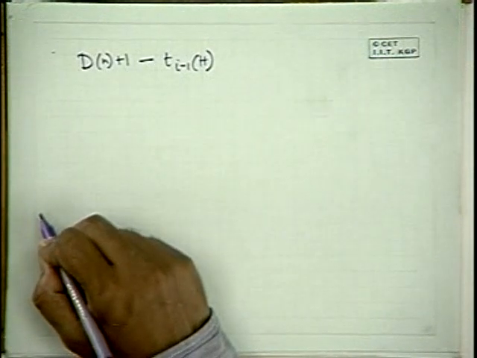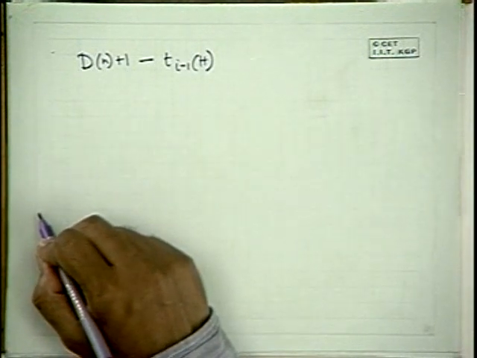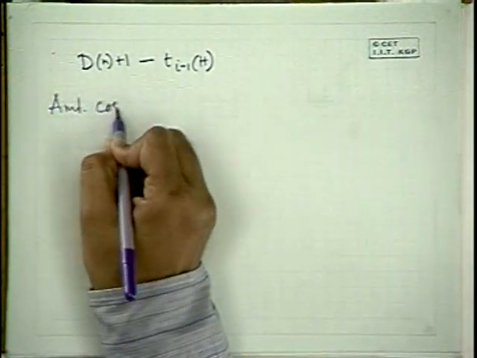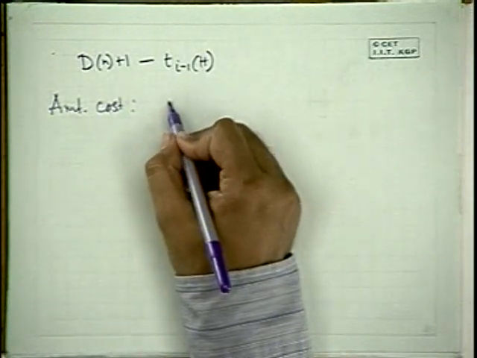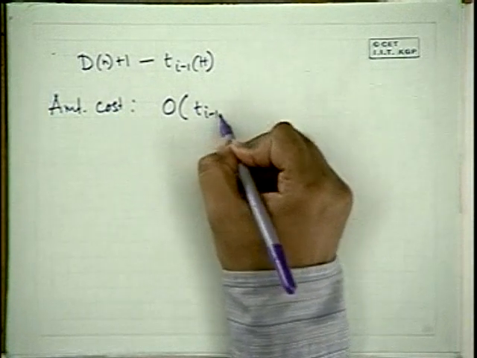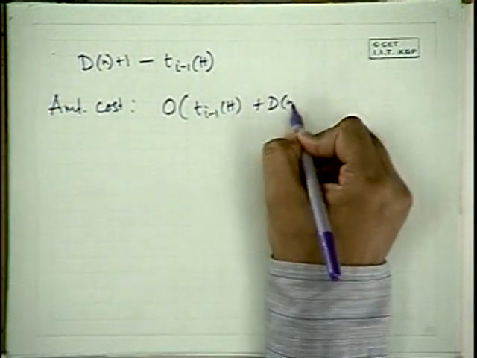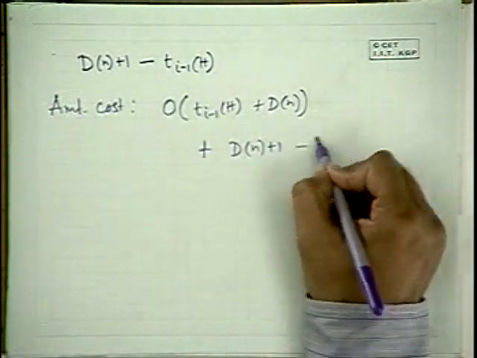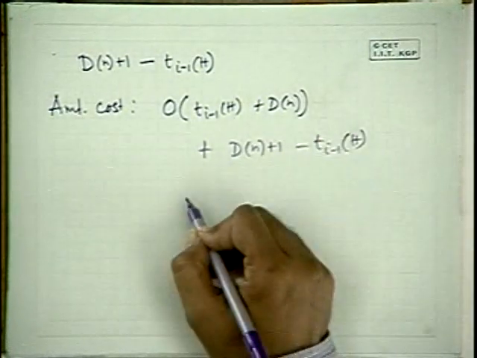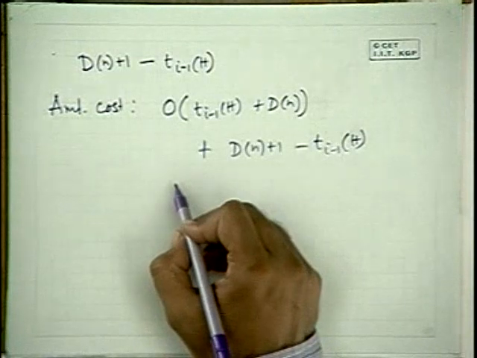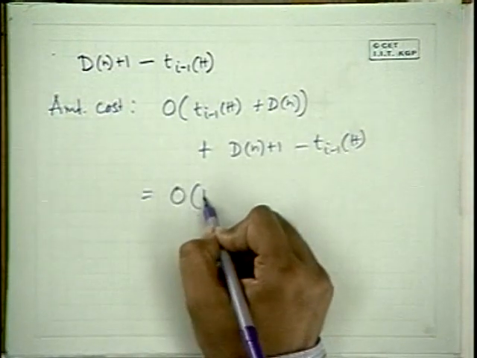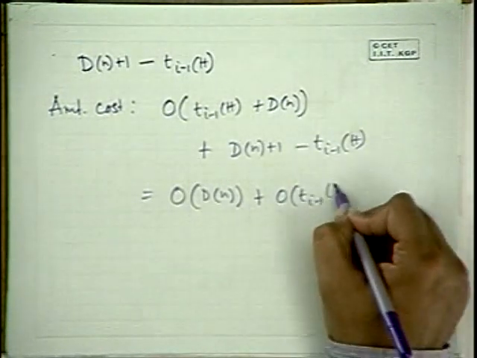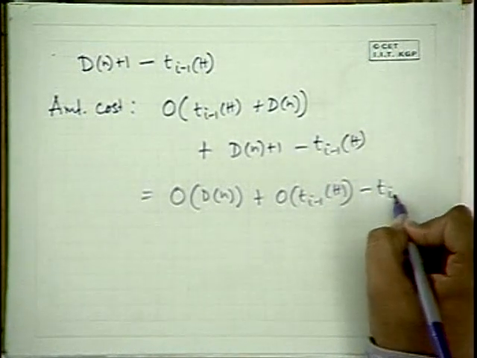That is the total potential change. It cannot be more than that. This is the at most. Now what is our amortized cost? As I told you, it is the actual cost, which is order Ti minus 1h plus Dn, plus this potential change, which is Dn plus 1 minus Ti minus 1h. So this is order of Dn plus order of Ti minus 1h minus Ti minus 1 of h.